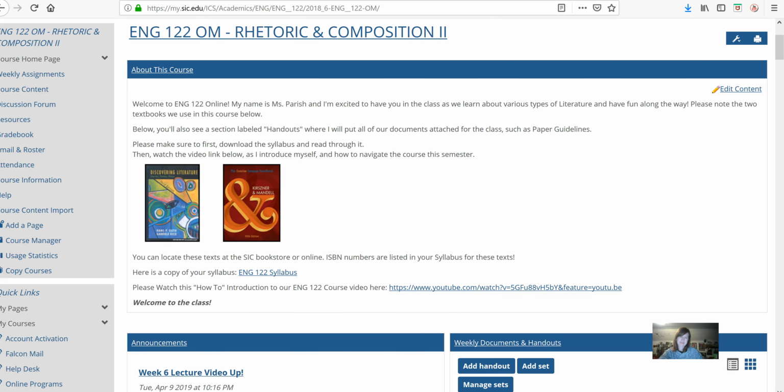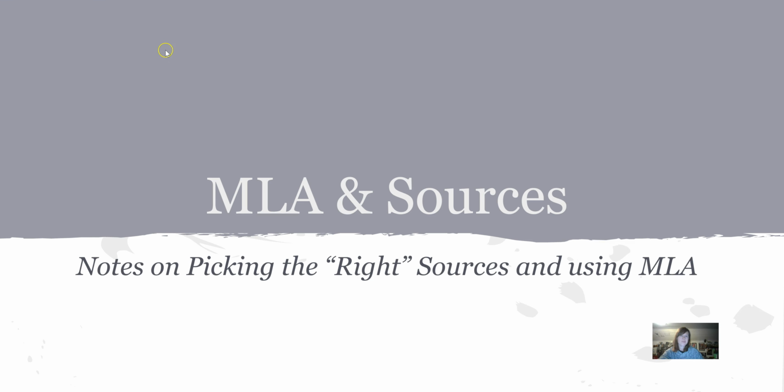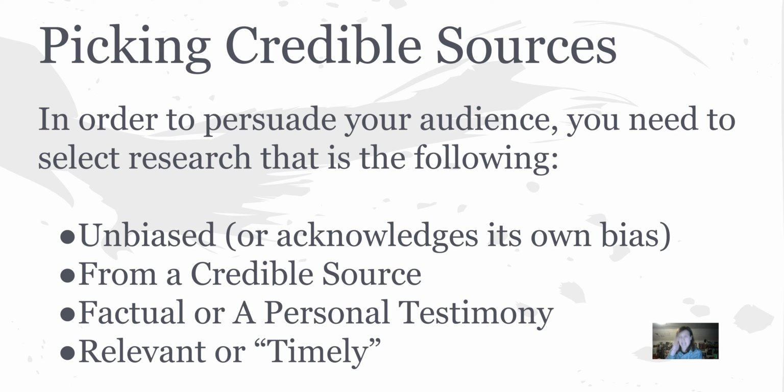Let's talk about MLA. This first part of the presentation I'm going to kind of just gloss over because it's really stuff that you can read and understand. This has more to do with picking out your sources for paper 4, and when we get to paper 4, your research paper, we're going to talk about it. In the meantime, the idea is picking credible sources, so picking sources that are not biased or that you acknowledge the bias of, that are factual or a personal testimony, and are relevant and timely. That's the idea behind it.